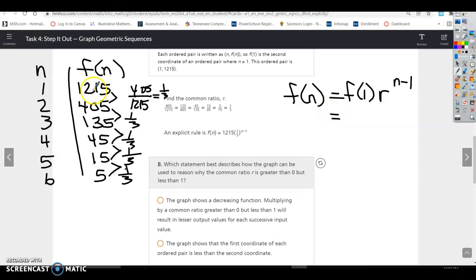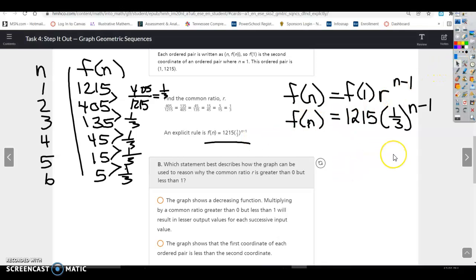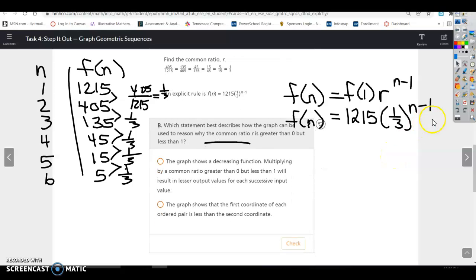So our first term here is 1215 times r, which is 1/3 we just found, to the n minus 1 power. So that would be how we find the nth term of this sequence. So that is your explicit rule. That's your explicit formula. They call it a rule, but it's the same thing as a formula. And that works for finding any term in this sequence.